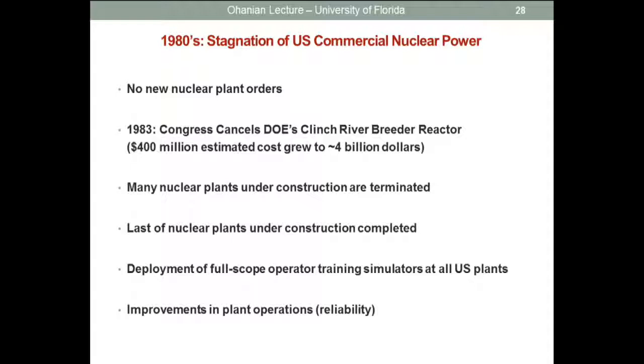We slowly completed the last of those plants, but there were some positive things that came out too. The full scope operator training simulator is now deployed at every power station in the country. If you're going to operate a plant, you have to have a full scope simulator. You walk into a room, it looks exactly like your control room. It's all simulated by software. But operators spend tremendous amounts of time. Most of these facilities operate 24 hours a day, 365 days a year, training somebody for all those scenarios that we hope never happen. Okay?